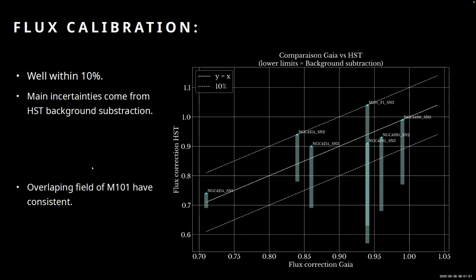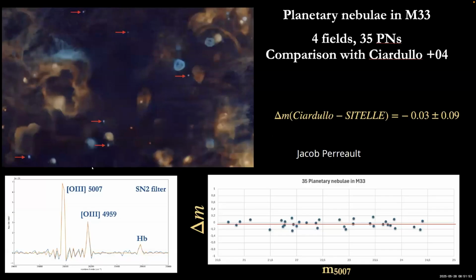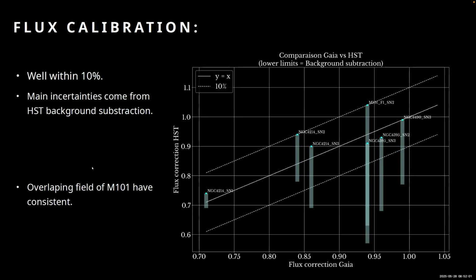We also did a test with planetary nebulae in M33. We have 3% differences with previous methods. And another key test we made for M101, there's a few fields that overlap. So we tried to check if after the calibration, they were calibrated in between, and it's really working well. So I don't know where the issue comes from, but I think the main point is we can correct it now.